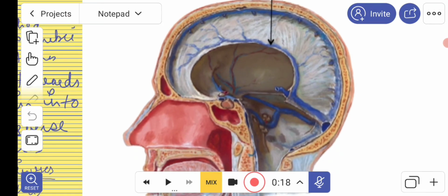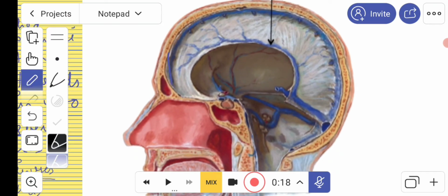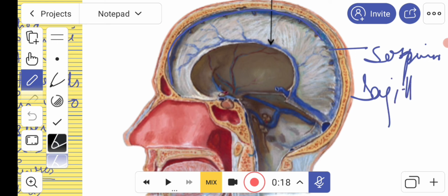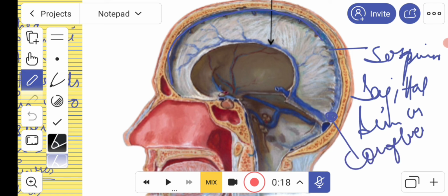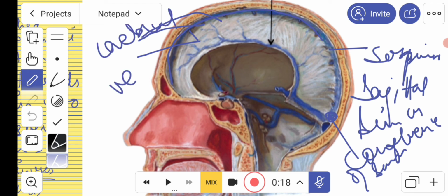So this is the position of the superior sagittal sinus. This is the superior sagittal sinus, and this is the confluence of sinuses. These small openings are openings of the superior cerebral veins, which drain blood from the superior lateral surface and the medial surface.